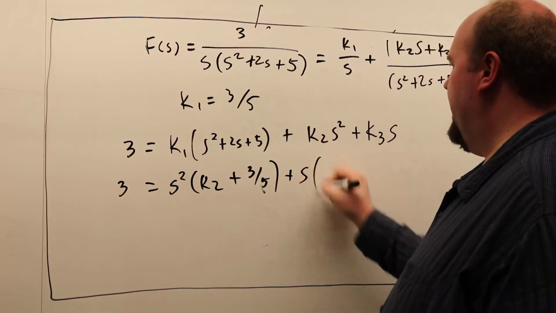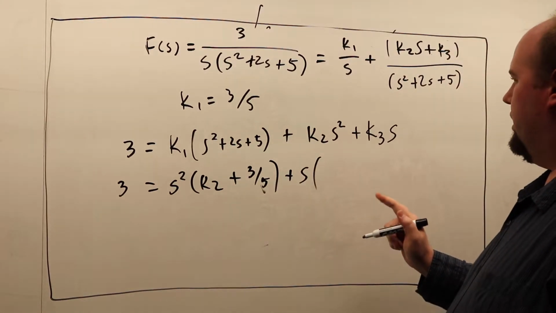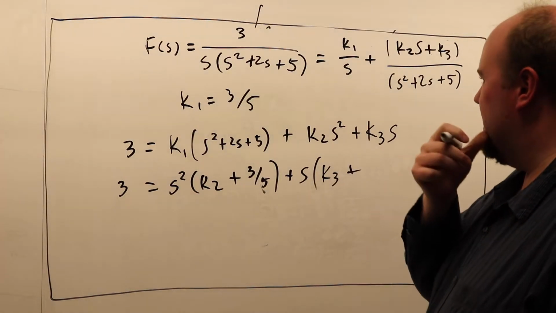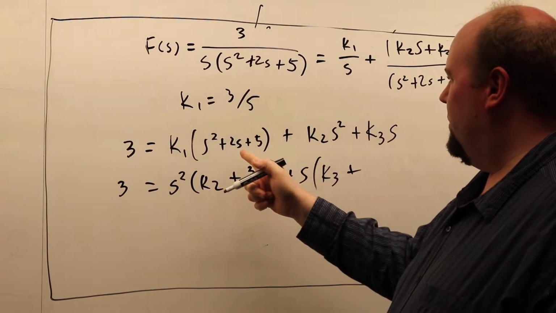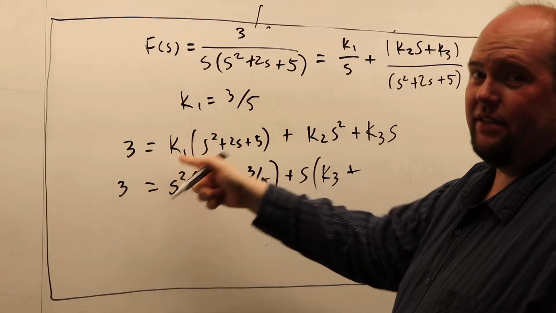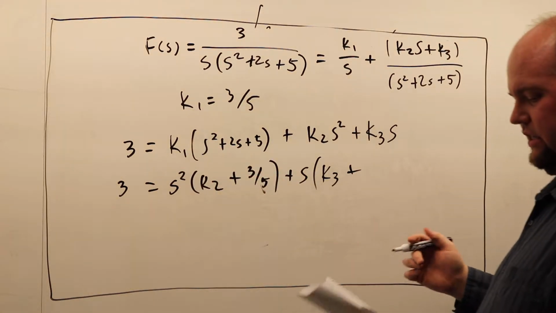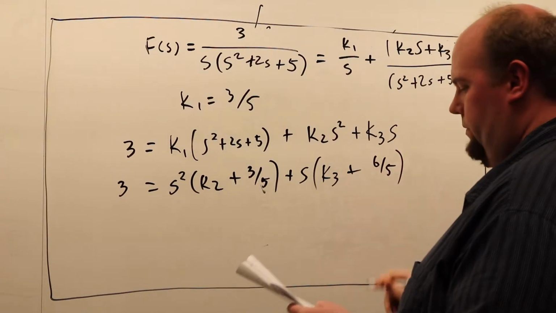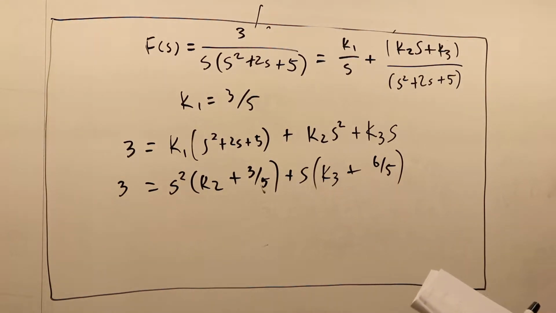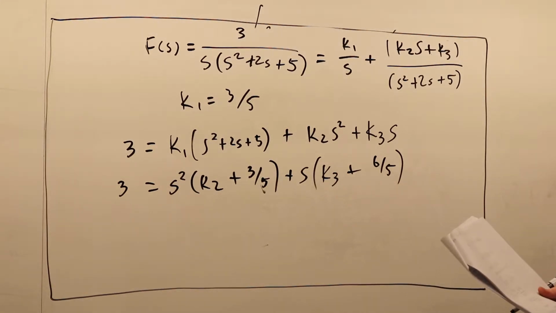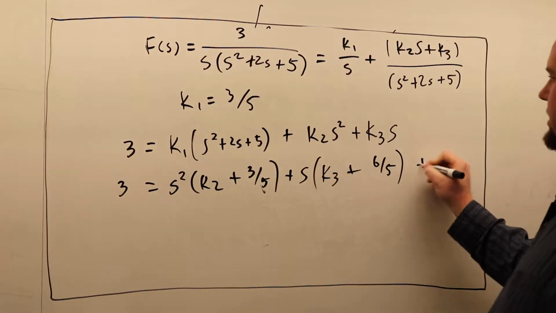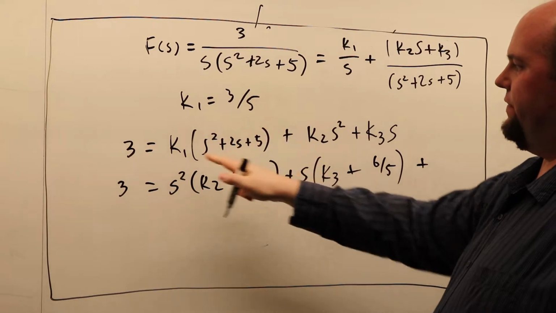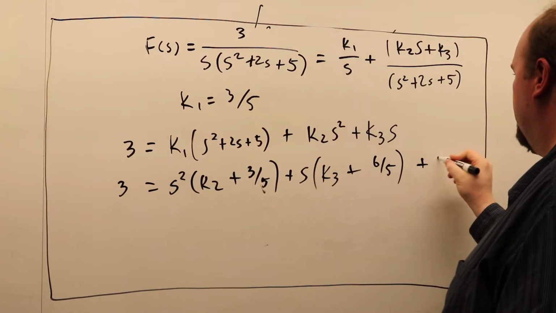Then for our s term, we have a k3s. And then our s term over here is going to be, we have a 2k1s. But remember, again, k1 is 3/5, so that's going to be 6/5. And then it's going to be plus, we have a k1 times 5. k1 is 3/5, so k1 times 5 is going to equal 3.